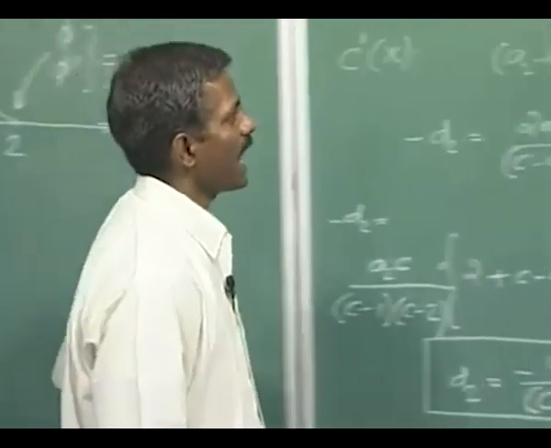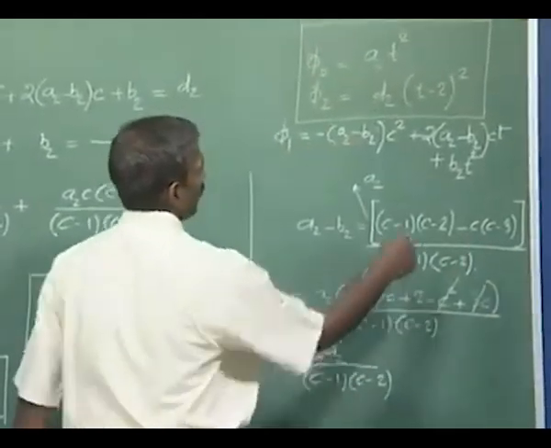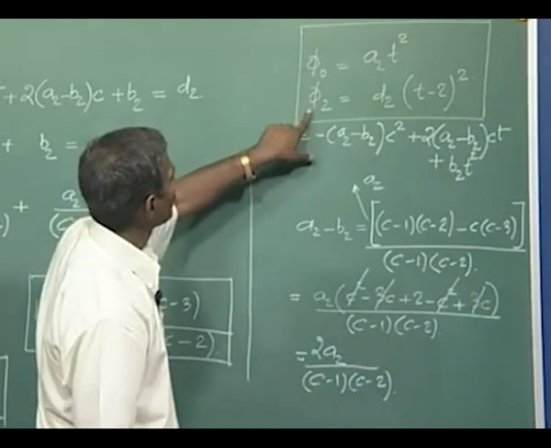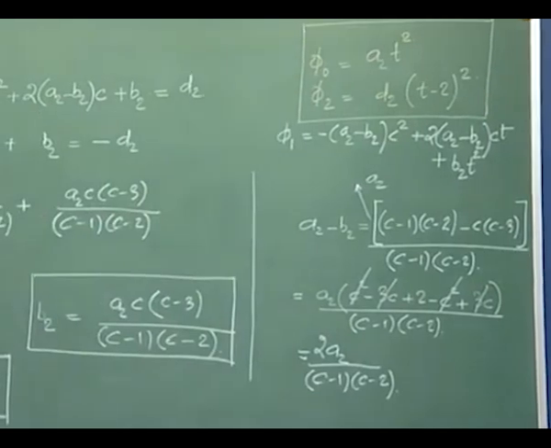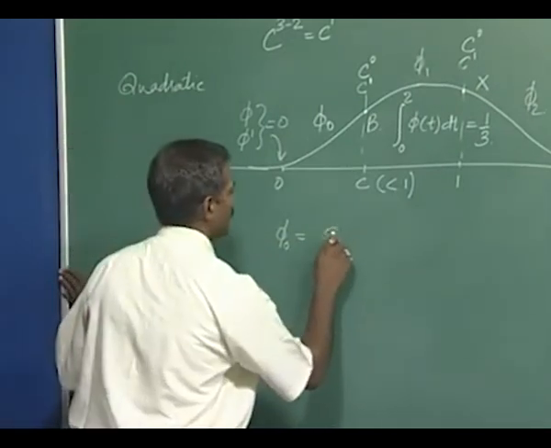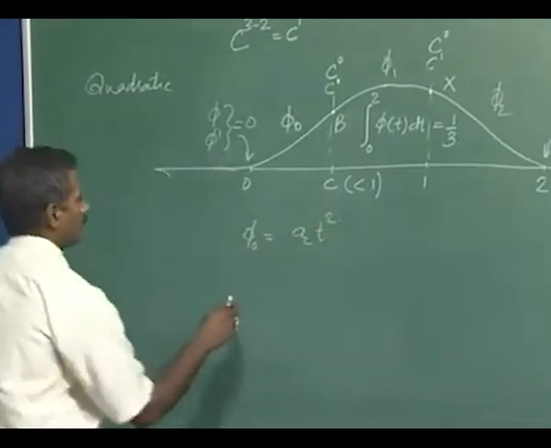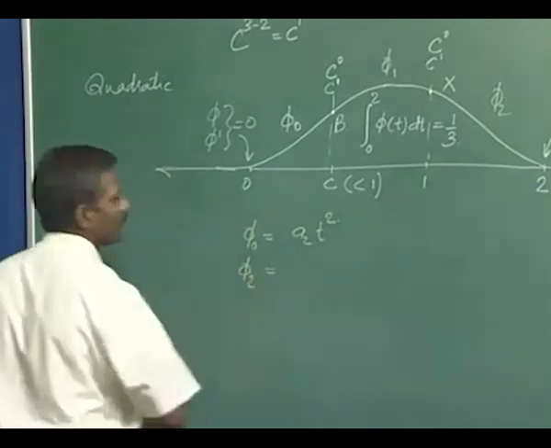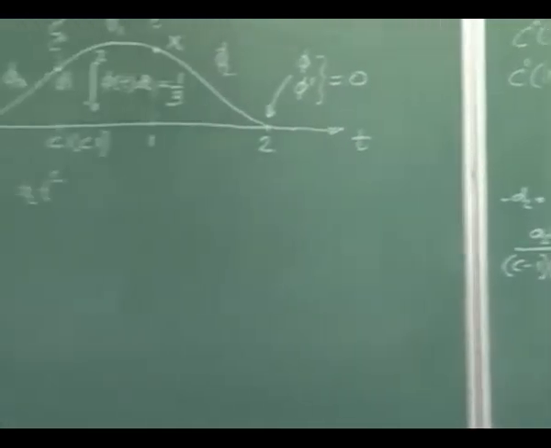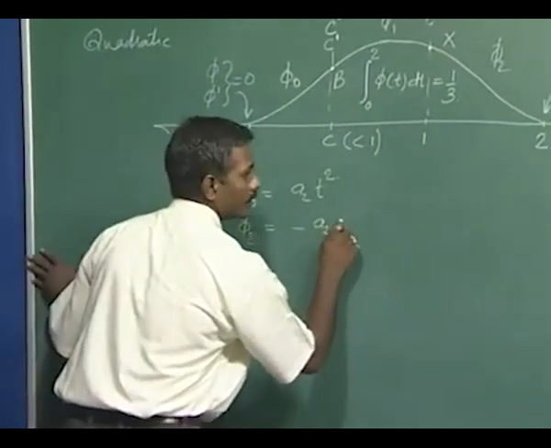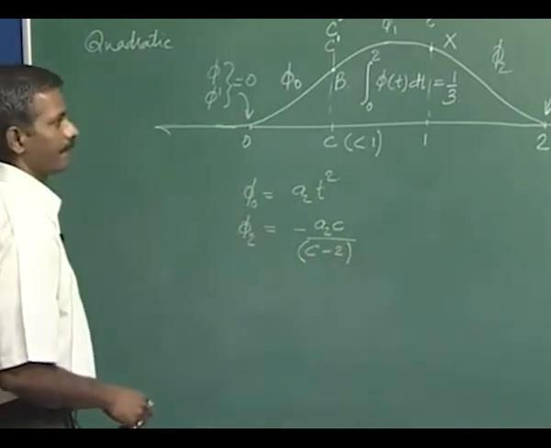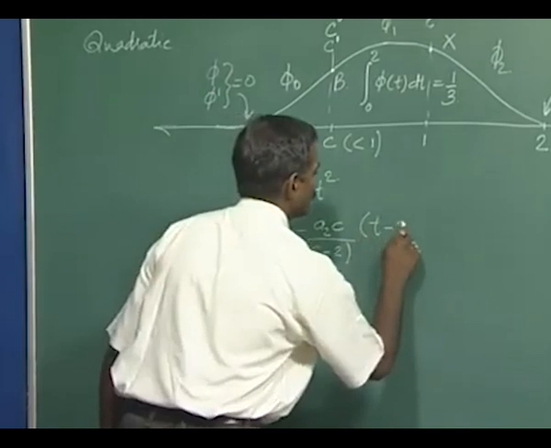Now that we have D2 and B2 in terms of A2, let me write phi 0, phi 1 and phi 2 in terms of a single unknown. So phi 0 equals A2 t squared, phi 2 equals D2, which is minus A2 C over C minus 2, times t minus 2 the whole square.